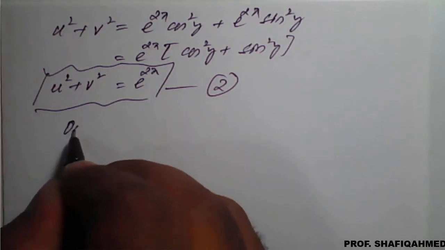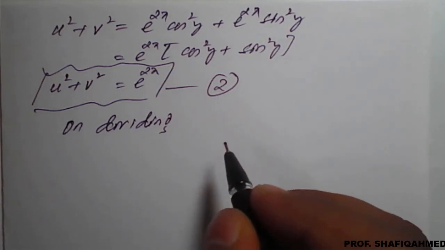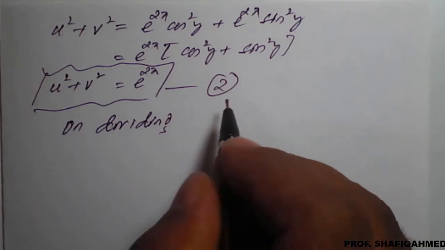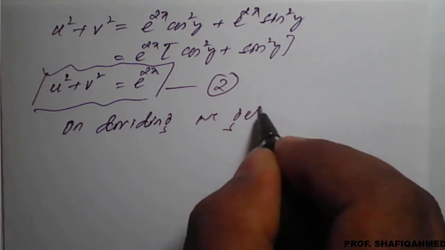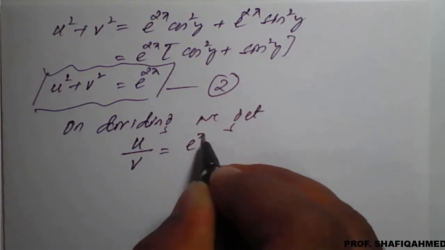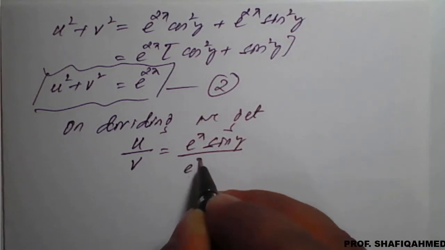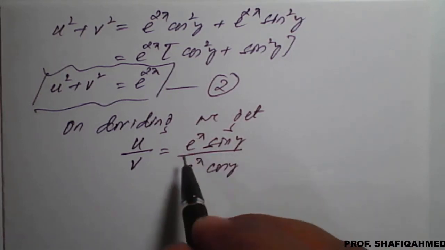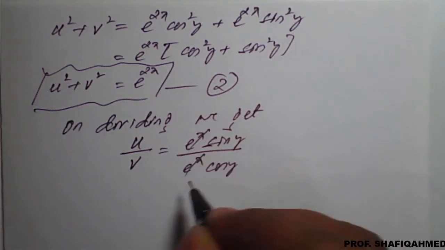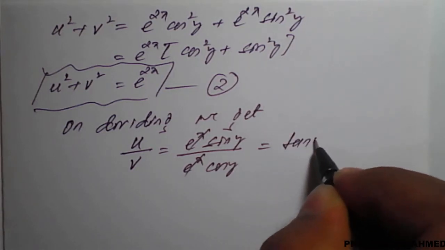Now on dividing, we have added, we have squared and subtracted, added. Now we will divide equation number 1. On dividing, we get u divided by v is equal to e raised to x of sine y divided by e raised to x into cos y. Means equation 1, that is, u and v will divide each other. So e raised to x cancels. So sine upon cos will become what here? Tan of y.